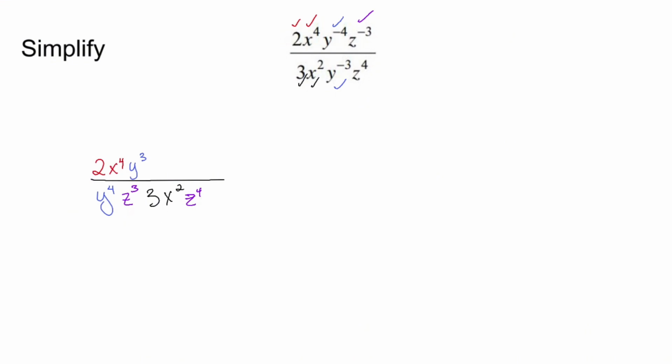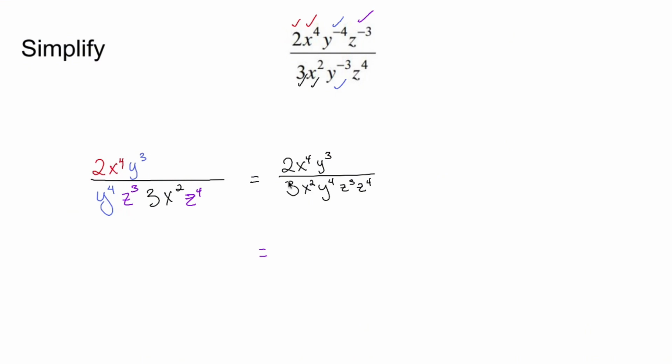So let's regroup things where things are kind of aligned nicely. Okay, I'll put the 2 over here. I'll put the 3 down there. I'll put the x to the fourth right here. I'll put the x squared directly underneath it. I'll put the y to the third right here. I'll put the y to the fourth directly underneath that. And then we have z to the third, z to the fourth. That step is not necessary, but what it does is it cleans things up.